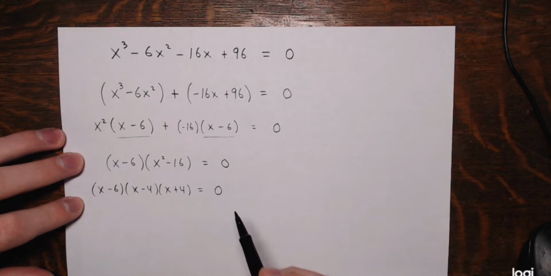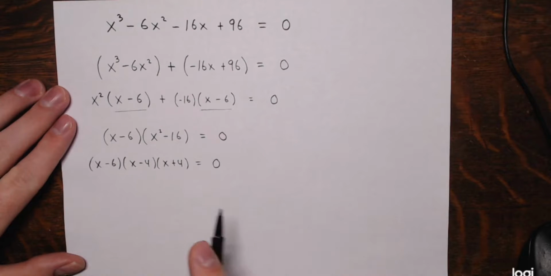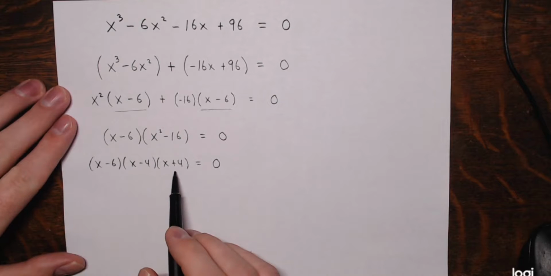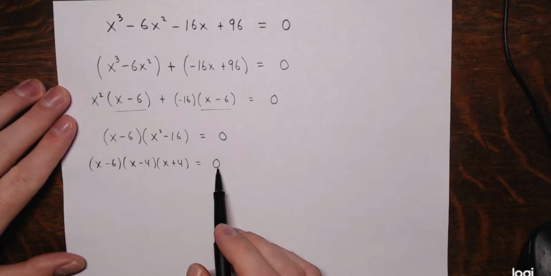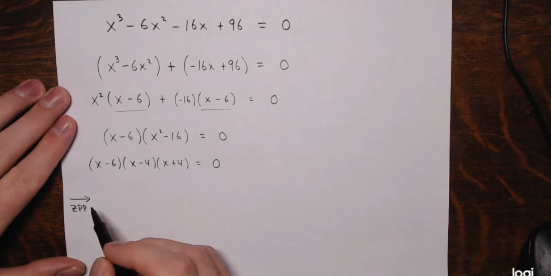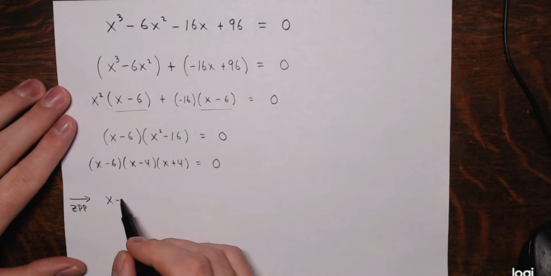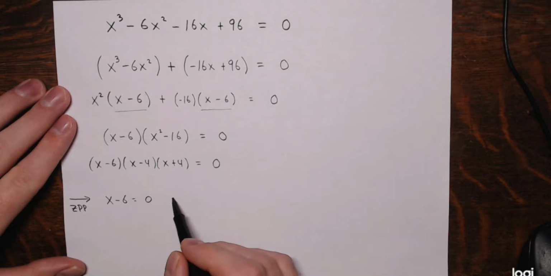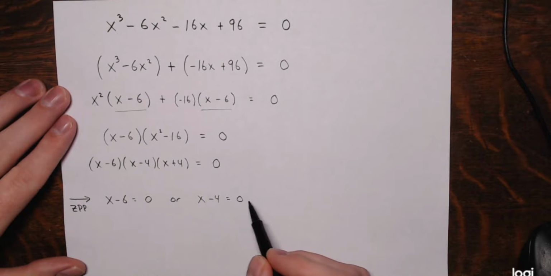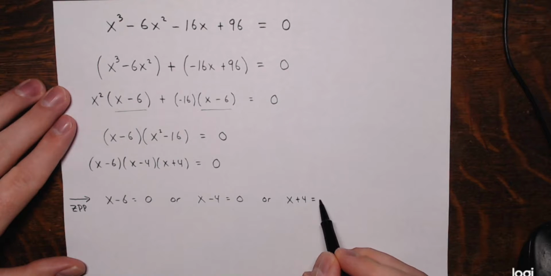Equals 0. Alright, so now that I have this factored polynomial equal to 0, I have a product equal to 0. So by that zero product property, ZPP, one of these factors has to be 0. So either x minus 6 is 0, or x minus 4 is 0, or x plus 4 is 0. And then we solve each of these.